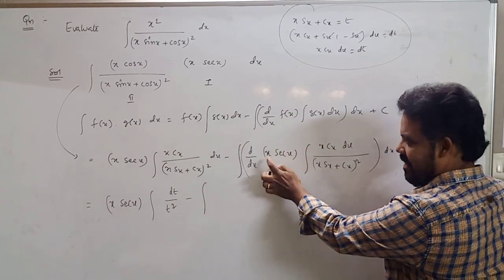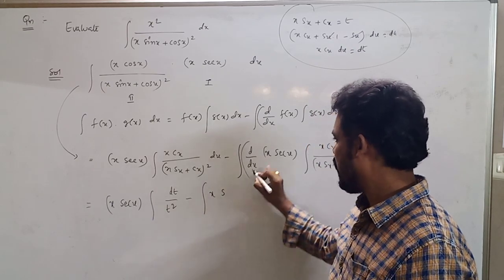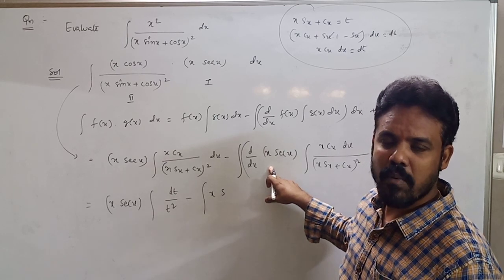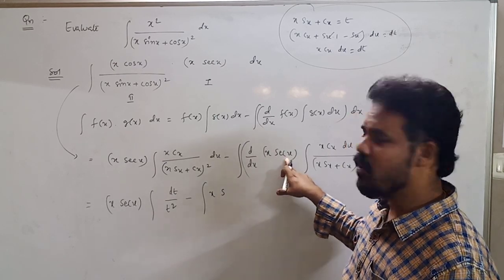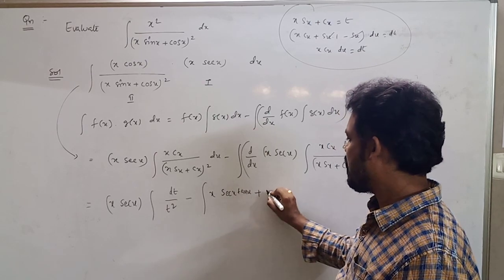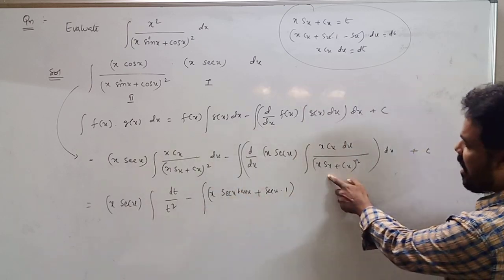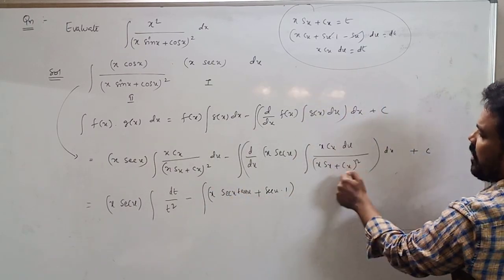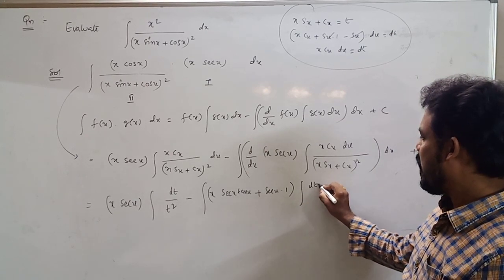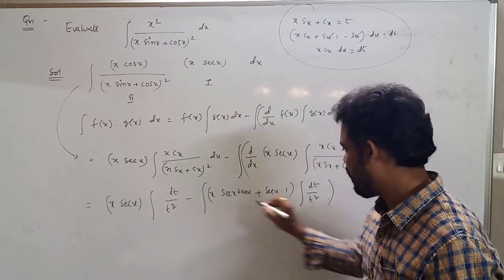integral of x secant x. UV rule. x into integral secant x. Sorry, UV rule. Derivative of UV: U into V dash plus V into U dash. x into secant derivative, secant x tan x, plus secant x into x derivative, 1. Again the same thing. I get this as t. Same thing we got. That means this is the integral dt by t square. Actually this is dt, this is for all this dx.